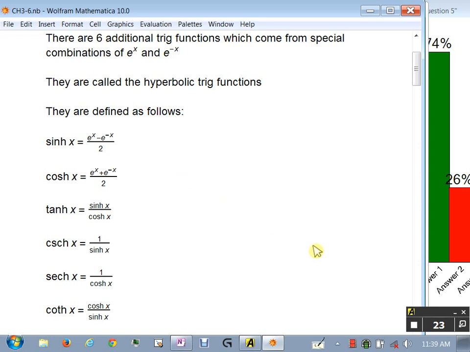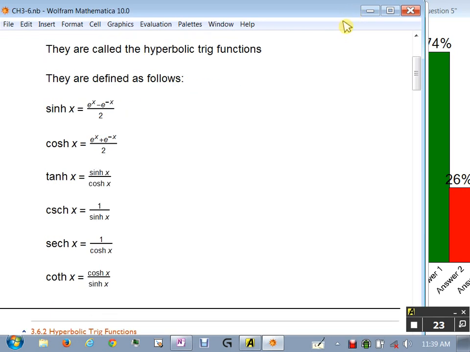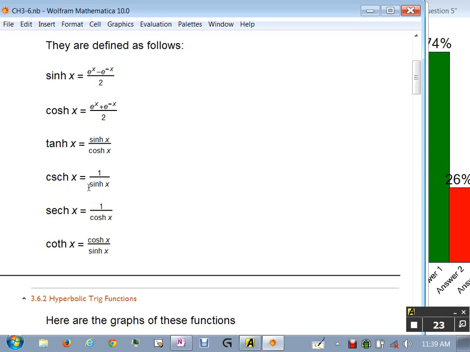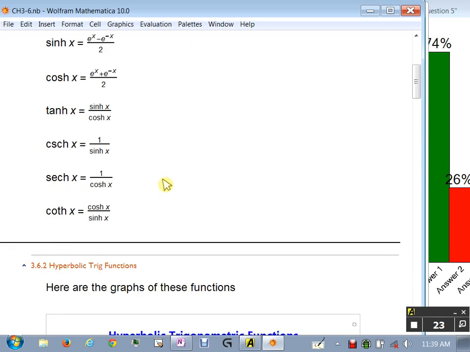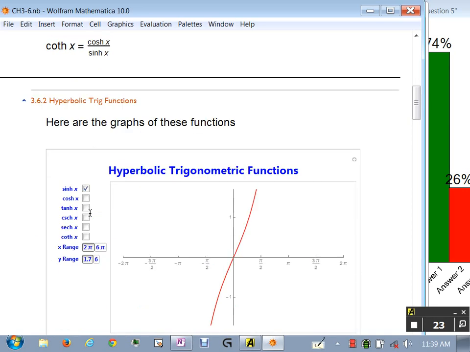Do you all see? I know it's kind of hard to see this, but they're in the notes that I provided you also. And then everything else is just what we normally thought these functions behave like. Tangent hyperbolic is just sine hyperbolic over cosine hyperbolic. Cosecant hyperbolic is just 1 over sine hyperbolic. Secant hyperbolic is 1 over cosine hyperbolic, and so on and so forth. Okay. Here are the graphs.